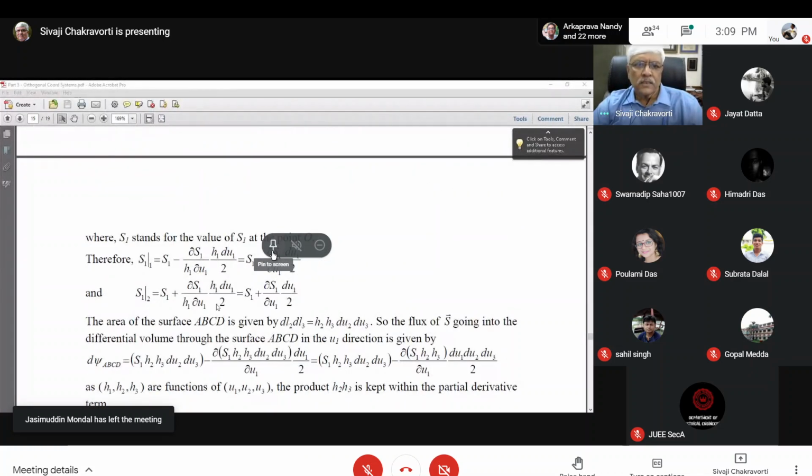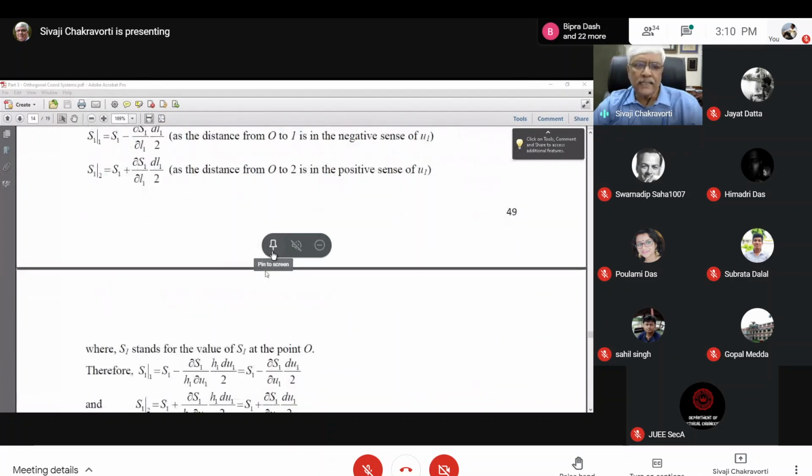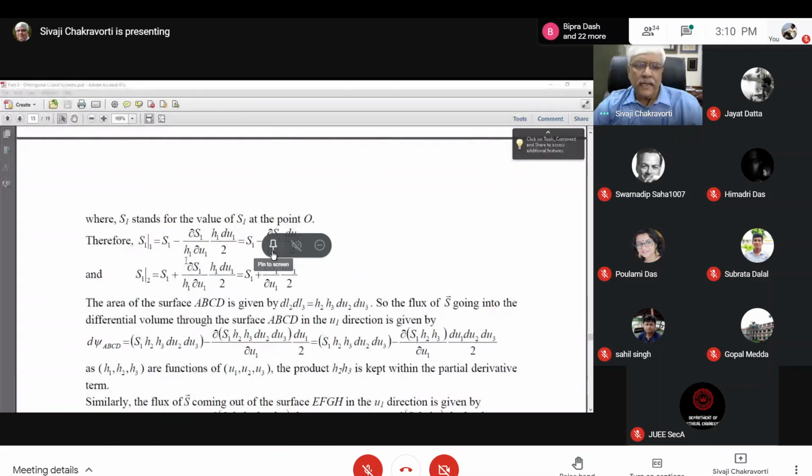So now what we are doing is expanding dl1, and then del l1, as h1 into du1, h1 into del u1. Since h1 is coming in both and they cancel, you get this equation, and then S1 at the point 2, you get this equation.